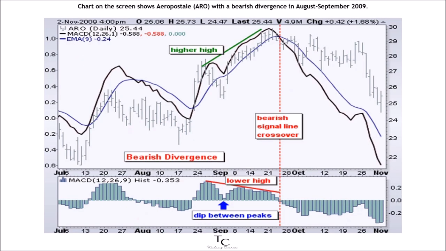The chart on the screen shows Aeropostale, Aero, with a bearish divergence in August-September 2009. MACD moved to a new high in September, but the MACD histogram formed a lower high. Notice that there are two definitive peaks, the second lower, with a dip in between on the MACD histogram, red line. The subsequent bearish signal line crossover foreshadowed a sharp decline in the stock.